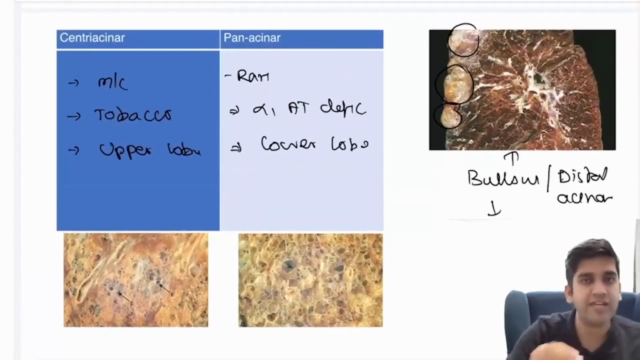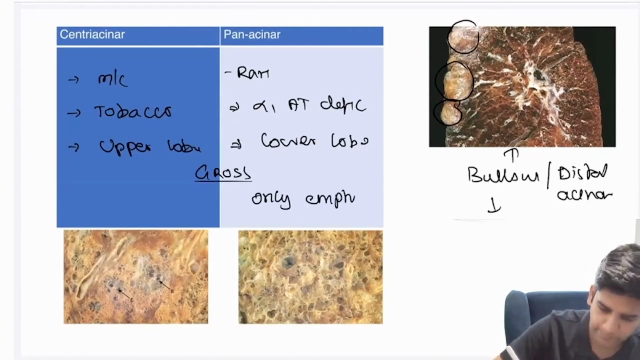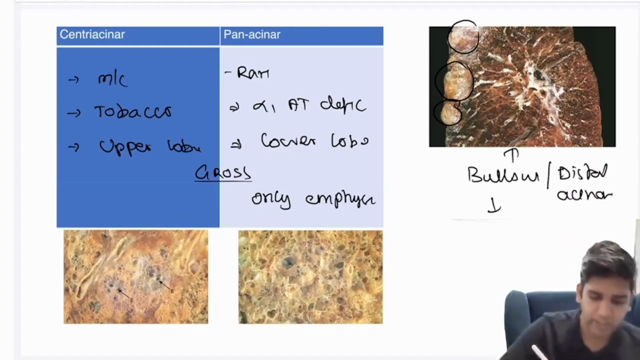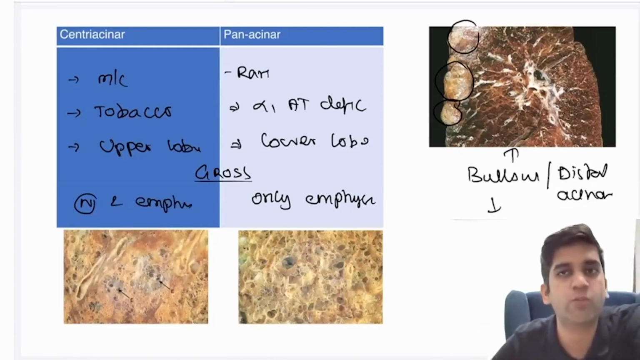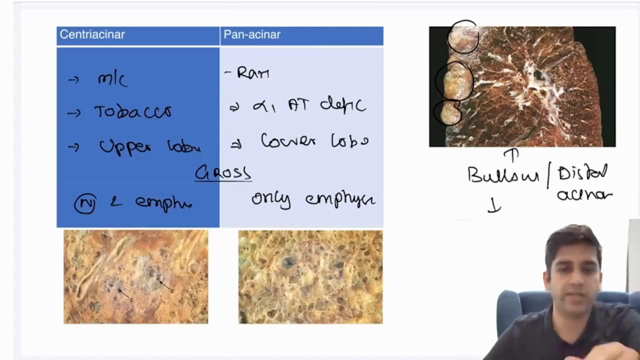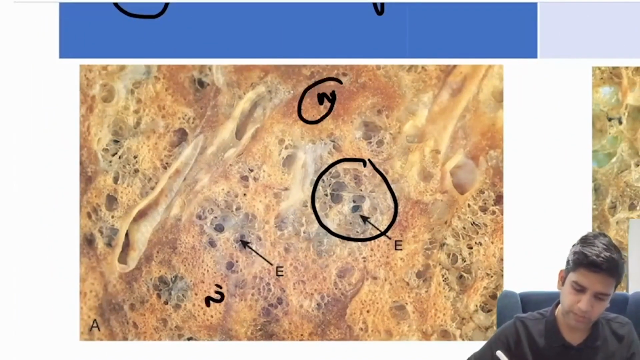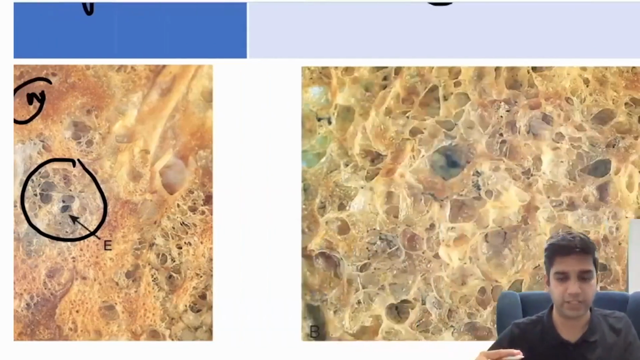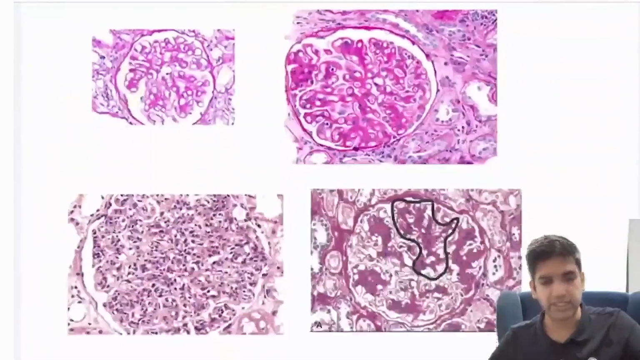So how do you differentiate centriacinar and panacinar in gross? Because that's what came in an exam once. In gross, very simple. When you see only emphysematous lung, it's panacinar, complete. When you see both normal and emphysematous lung, it's centriacinar, because centriacinar has both normal and emphysematous lung. Panacinar will have only emphysematous lung. That's what happens here. Fine. Emphysematous lung, normal lung, right? Normal lung, emphysematous: centriacinar. Only dilated lung, only dilated alveolar spaces, no normal alveolar spaces, you go with panacinar emphysema. Fine. Perfect.